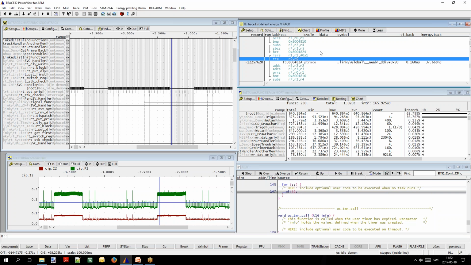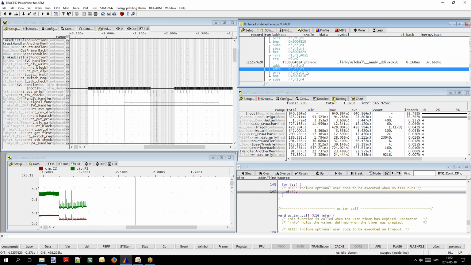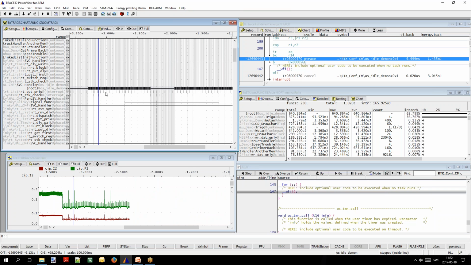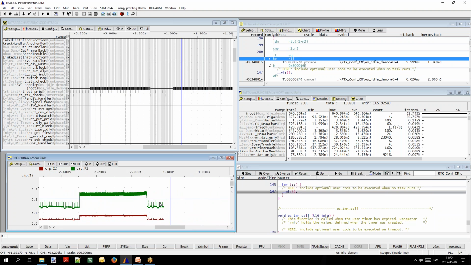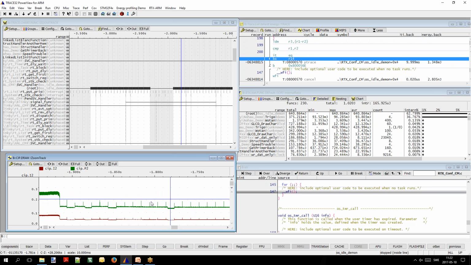The trace list is showing which instructions have been executed. So when I click in one of the windows, the other two will follow. This is quite good when I'm examining my application. So let's have a look and see what we can get.